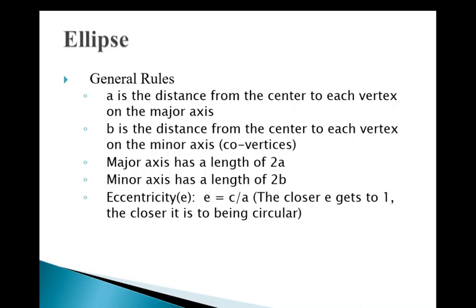Eccentricity is just a fancy way of saying how much the ellipse looks like a circle. The closer c and a get, and the closer e gets to 1, the closer it looks like being a circle. Now, an ellipse and a circle, it's the whole rectangle and square thing. A circle is technically an ellipse, but not all ellipses are circles. A circle is just an ellipse where the major axis and the minor axis are the same length. Just like a square is technically a rectangle, but not all rectangles are squares.